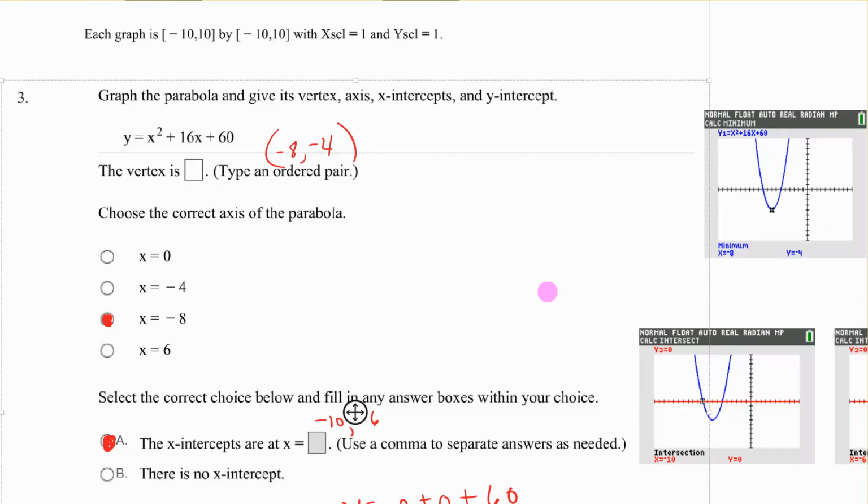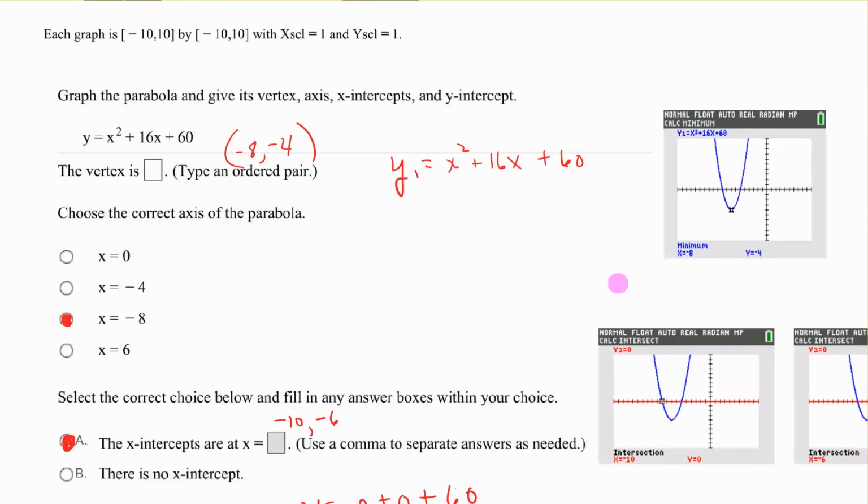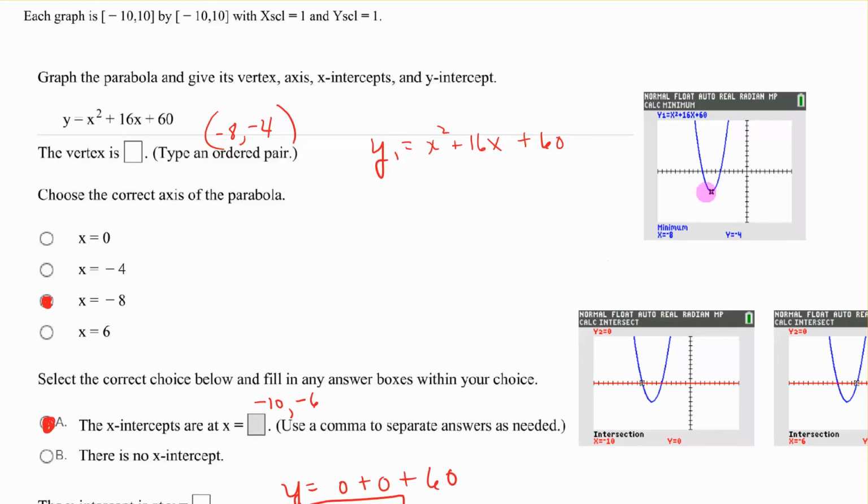This one is graph the parabola and give its vertex, axis, x-intercepts, and y-intercept. Now we're going to use our calculator on that. If you go to your calculator, you can simply go to y1 and put in x squared plus 16x plus 60. You should get this graph here.